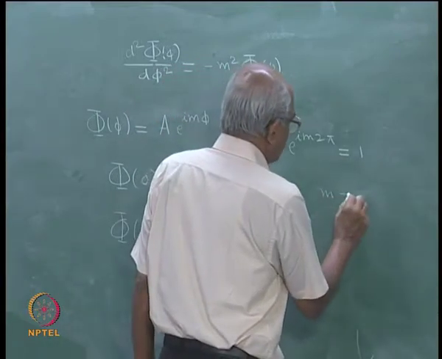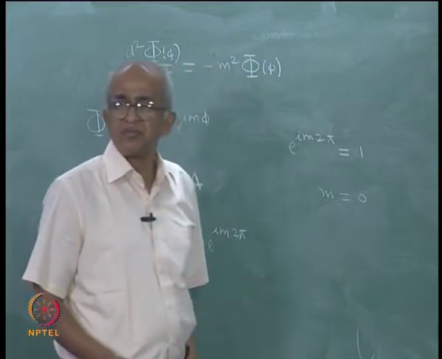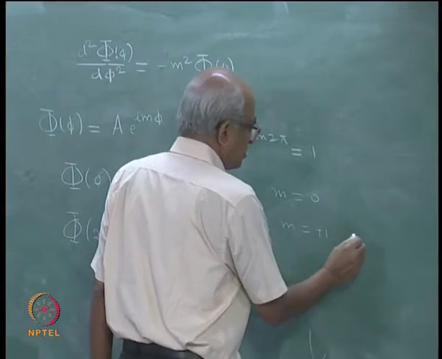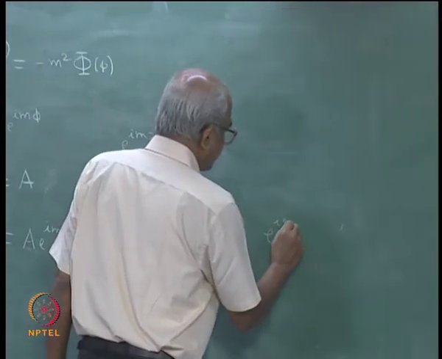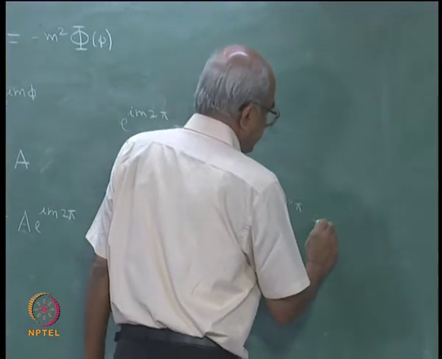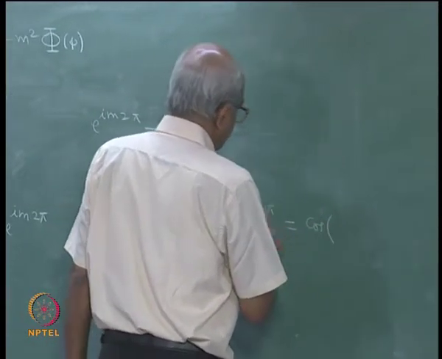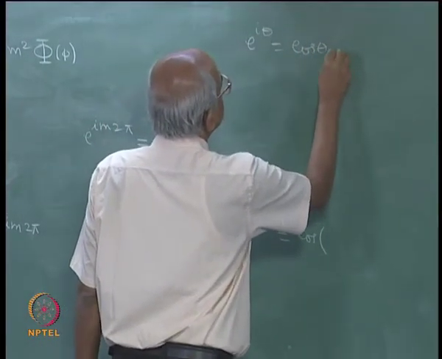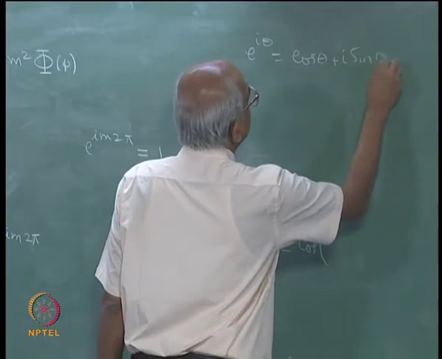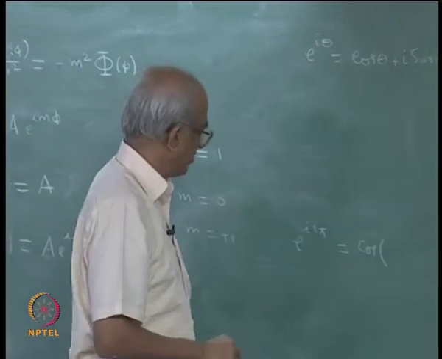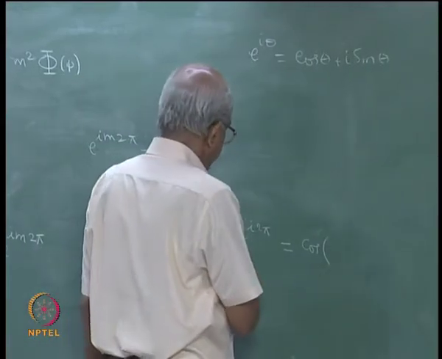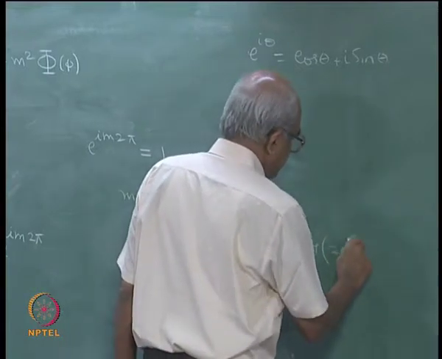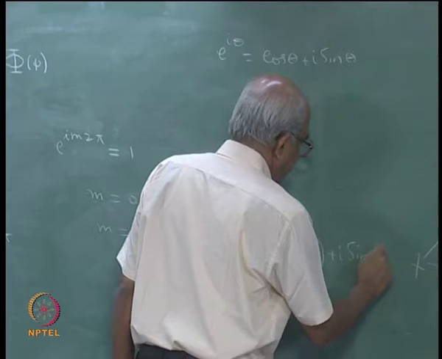The first possibility is to have m equal to 0. The next possibility is m is equal to plus 1, because if you put m equal to plus 1, you will have e to the power of i 2 pi, but there is a theorem of De Moivre's which tells me that e to the power of i theta is equal to cos theta plus i sin theta. There is a theorem due to De Moivre which says that. So, therefore, if you had e to the power of i 2 pi, then it will be cos 2 pi plus i sin 2 pi.